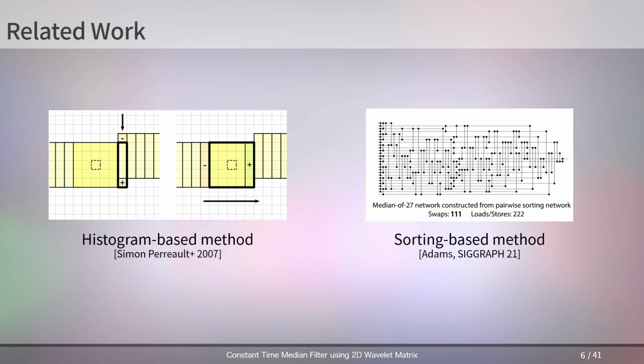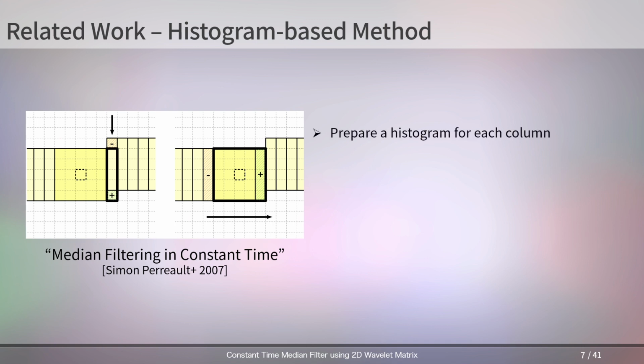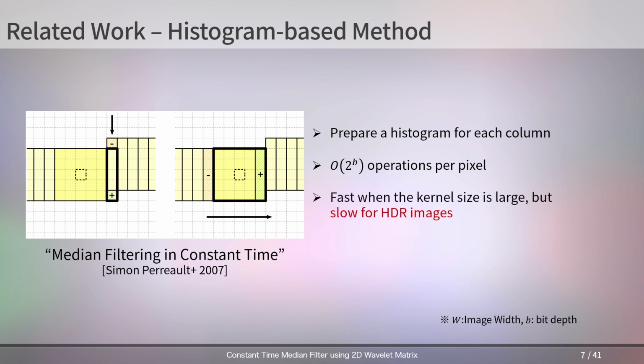A lot of research focuses on accelerating the median filter computation. There have been two main approaches to computing median filters. One approach uses histograms and the other uses sorting-based methods. In histogram-based methods, we prepare histograms with 256 counters for an 8-bit image. These methods are fast when the kernel size is large, but slow when the bit depth is large, such as for 16-bit images. The current OpenCV median filter uses this implementation.